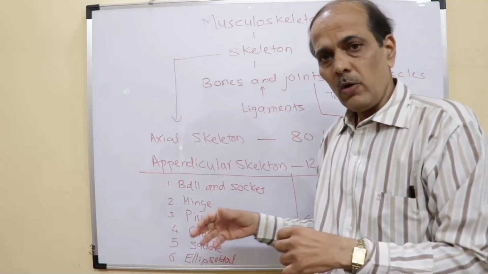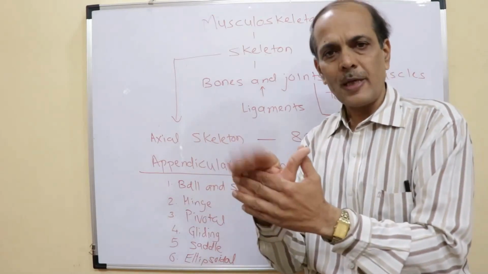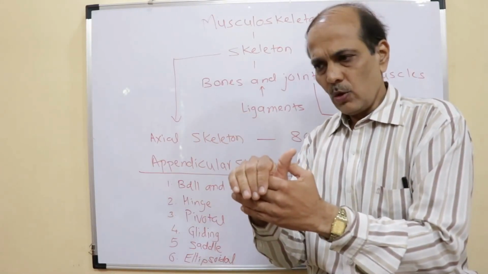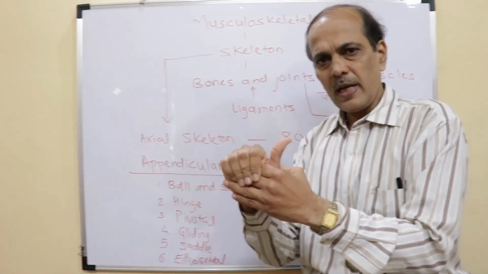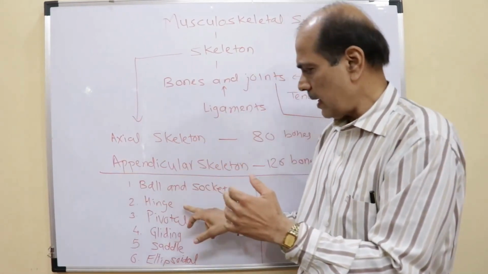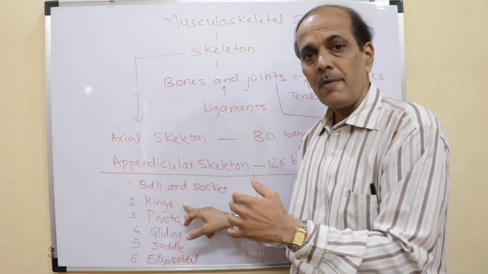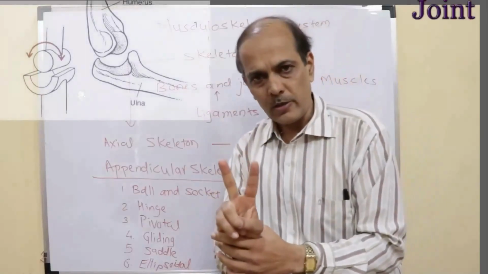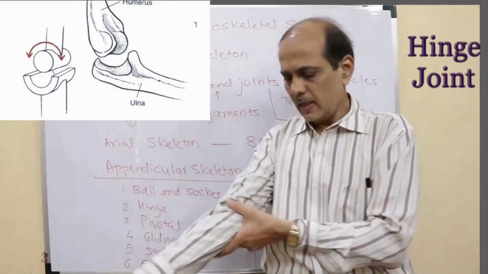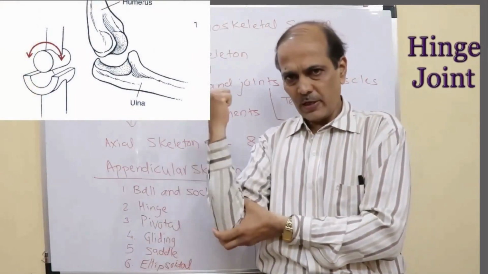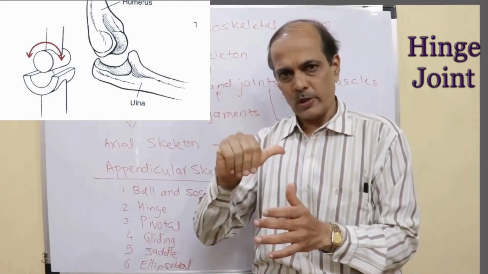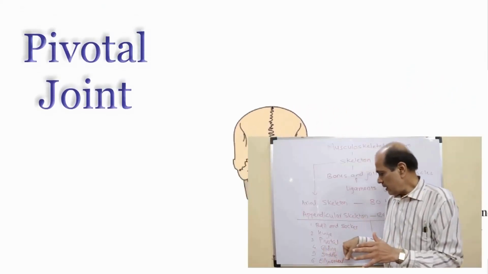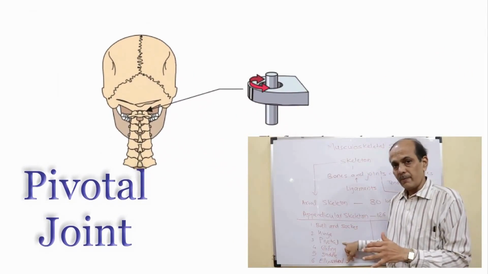Hinge, we know a door has a hinge or a laptop has a hinge. Usually hinges open to an extent and close again. So that hinge action exists in some of our joints. In particular, two types of joints have hinge action. Here the elbow has that kind of action, and your knee also has that kind of hinge action, opening and closing action. Then we have pivotal joint.